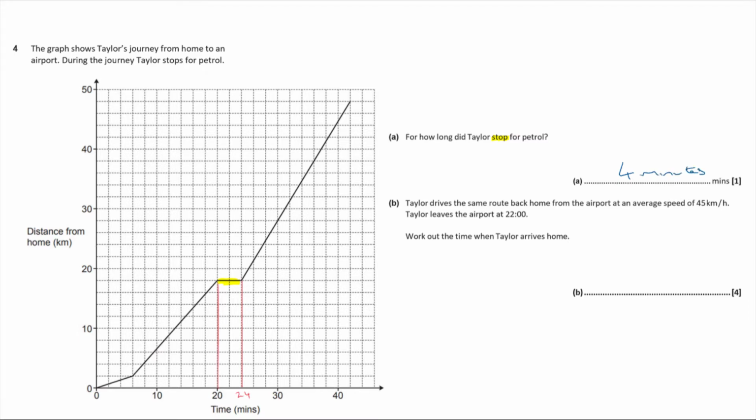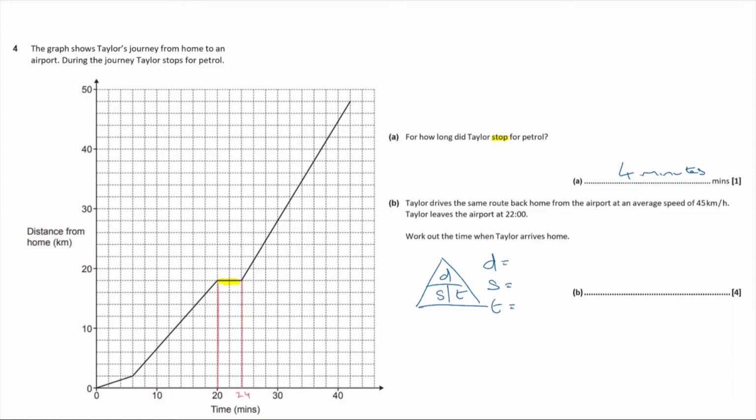Taylor drives the same route back home from the airport at an average speed of 45 kilometers per hour. Taylor leaves the airport at 10 in the evening, 2200 hours. Work out the time that Taylor arrives home. Okay, so I'm going to draw another triangle for this one. This time we've got distance, speed, time. So what's D, what's S, what's T for these then?